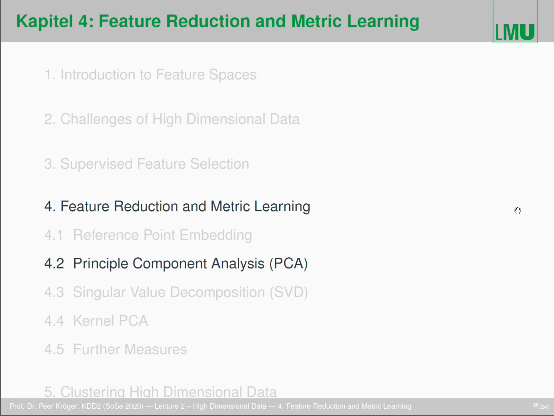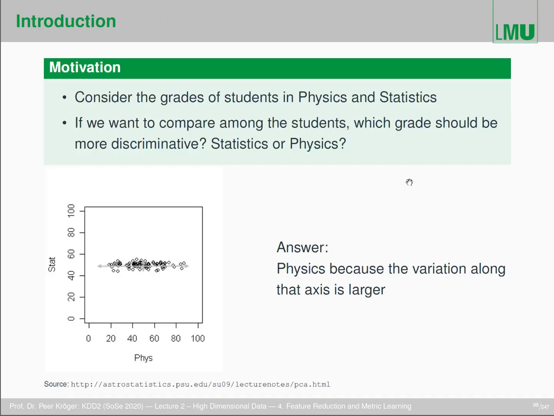So you have to be very clear about the assumption of PCA, and we will talk about that. But before we talk about that, we talk about what is the idea of principal component analysis and how does it go. So we start with the motivation. We consider the grades of students in physics and statistics.